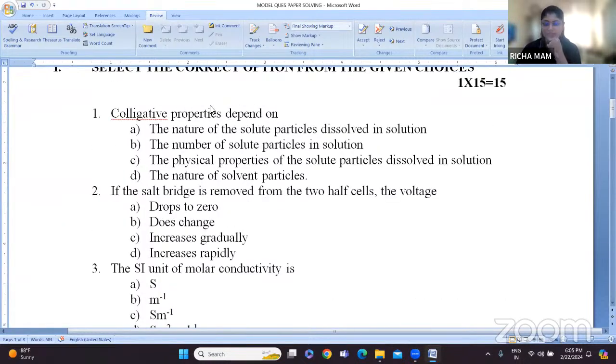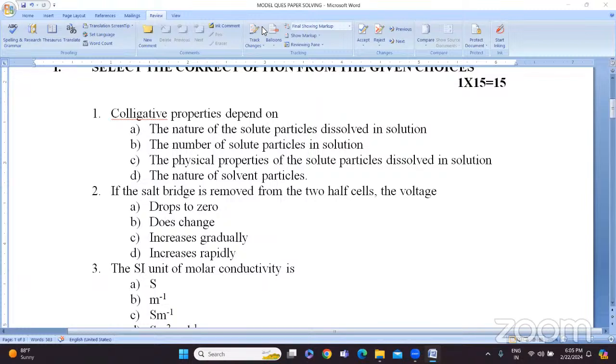The first question is: colligative properties depend on A, the nature of the solute particles dissolved in solution; B, the number of solute particles in solution; C, the physical properties of the solute particles dissolved in solution; and D, the nature of solvent particles.